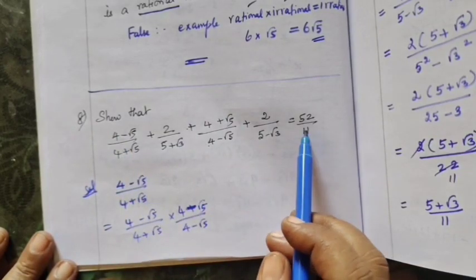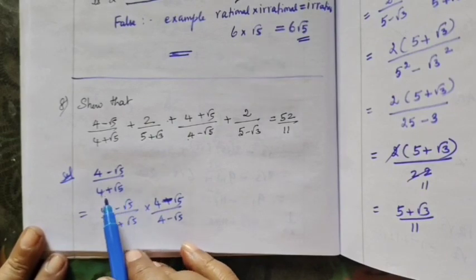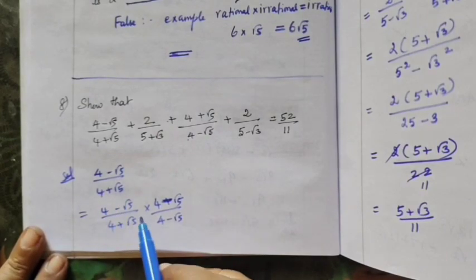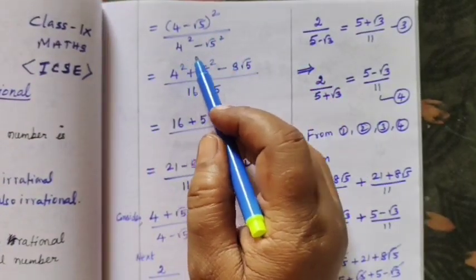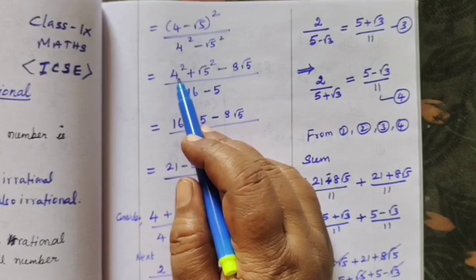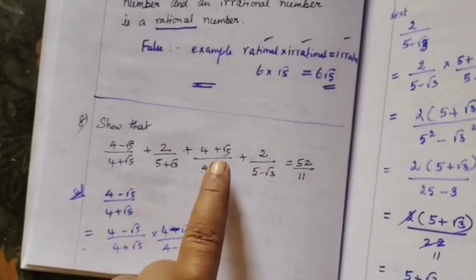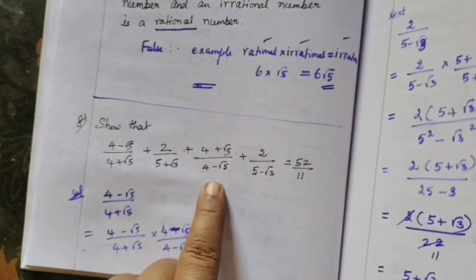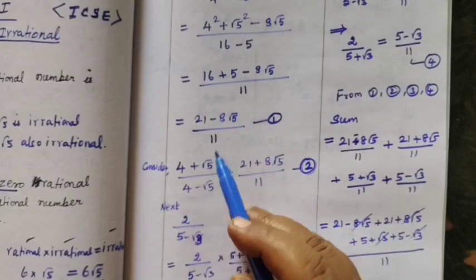Show that this equals 52 by 11. So 4 minus root 5, 4 plus root 5. So the conjugate as usual step, and a minus b whole square equals a squared plus b squared minus 2ab. Next one, 4 plus root 5 by 4 minus root 5. This is just the reciprocal of this.